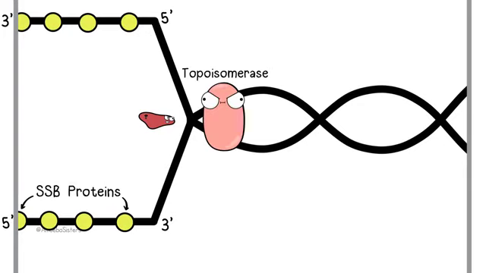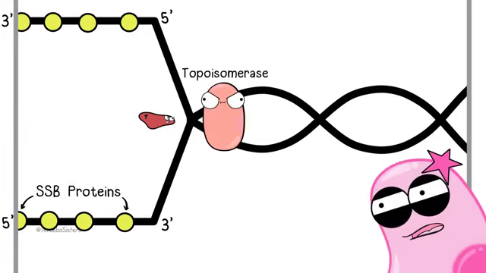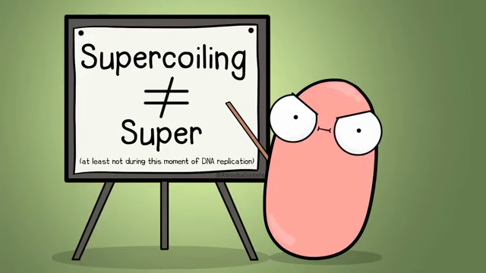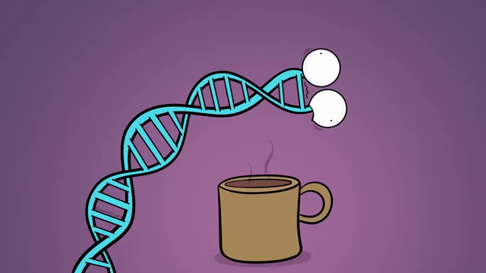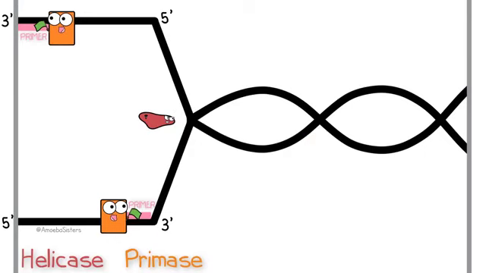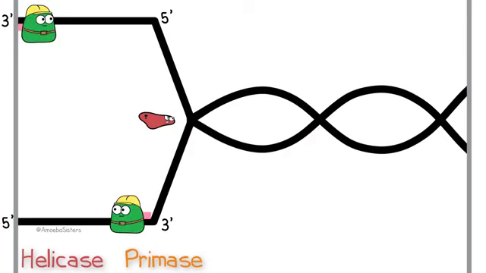And topoisomerase, I always have to slow down when I say that enzyme's name, keeps the DNA from supercoiling. Supercoiling might sound super, and it can be when you're trying to compact the DNA, but it's something that needs to be controlled during DNA replication. Supercoiling can involve an overwinding of the DNA, and you need the DNA strands to be separated for the next steps. Primase comes in and makes RNA primers on both strands. This is really important because otherwise DNA polymerase won't know where to start.